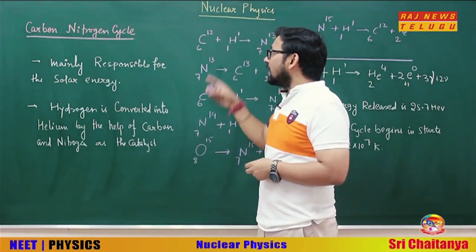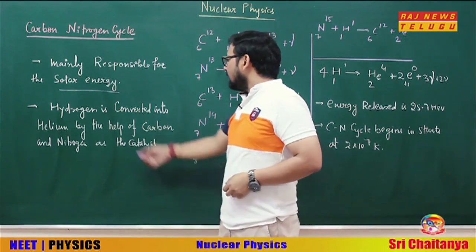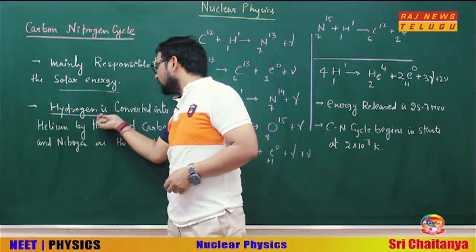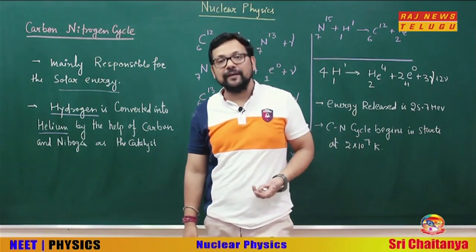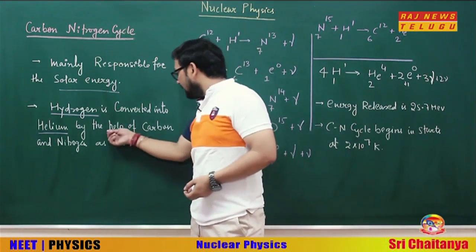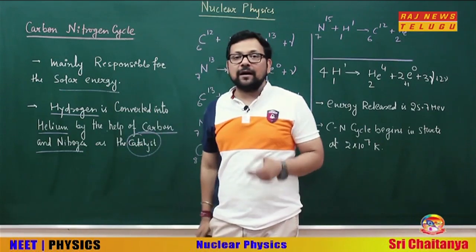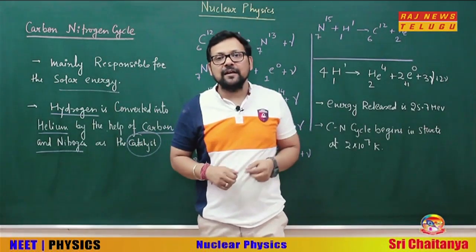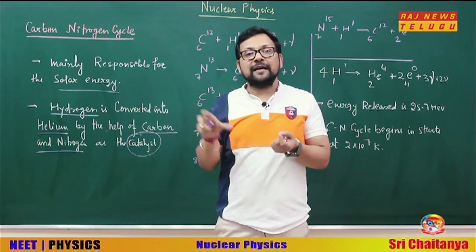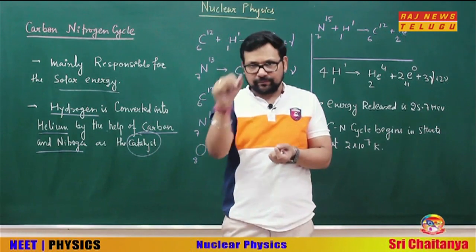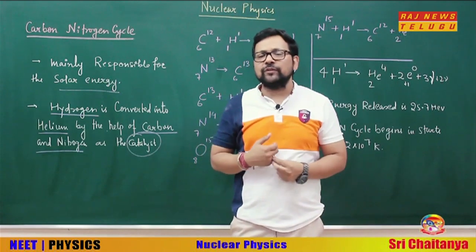Okay, let's start. Carbon-nitrogen cycle, mainly responsible for solar energy, right? I just told you that. Hydrogen is converted into helium. This is the input, this is the output. What is being converted? Hydrogen into helium, but with the help of carbon and nitrogen as catalyst. This is a 6-step process. After the 6th step, again carbon and nitrogen act like a catalyst, and the reaction starts again. This is a cycle of 6 steps. So this is basically the source of solar energy, and a very significant amount of energy is liberated there.